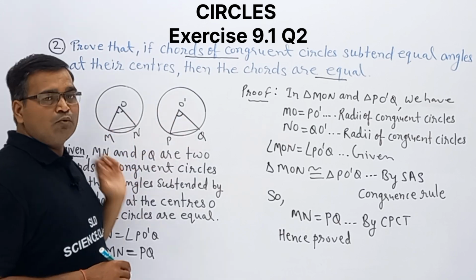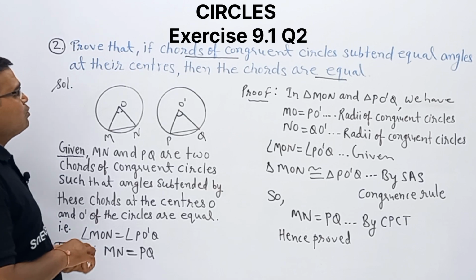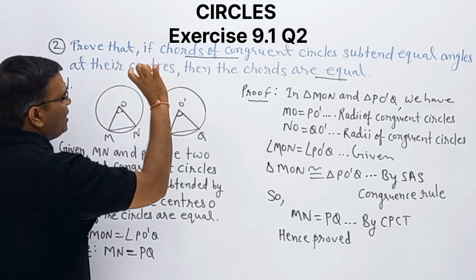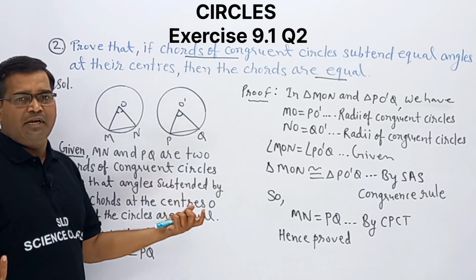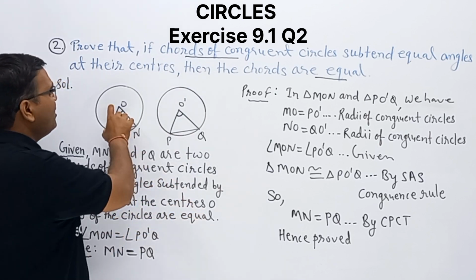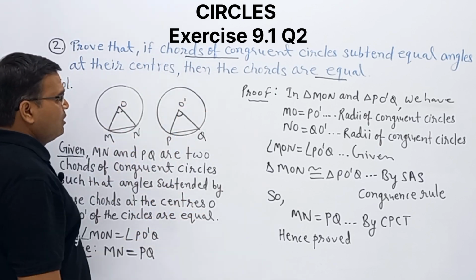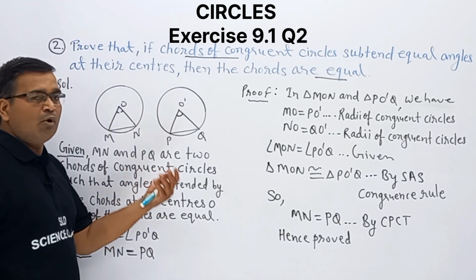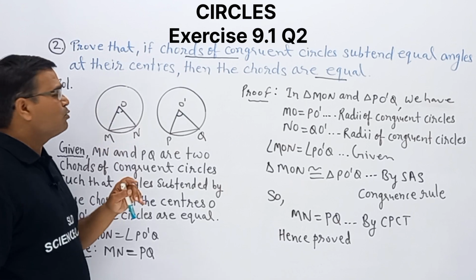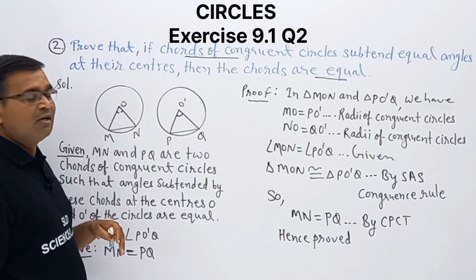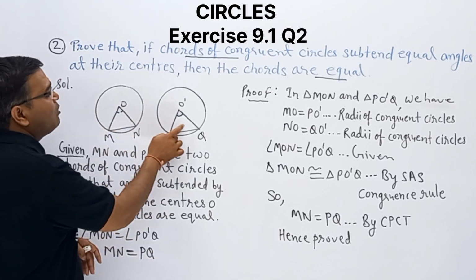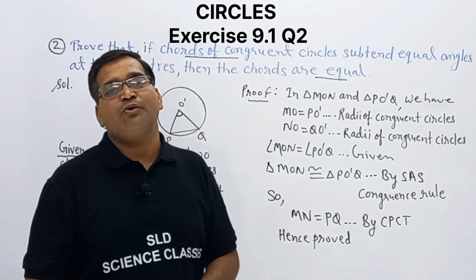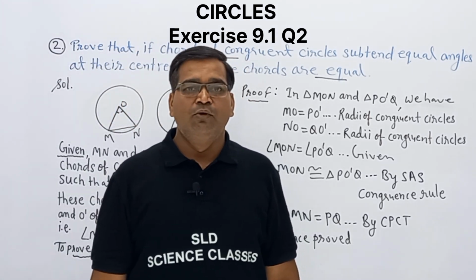So we take these two triangles and want to prove congruence. MO, NO, PO' and QO' are radii of the congruent circles. So MO equals PO', NO equals QO', and this angle is given. So we observed three things. From the side angle side congruence rule we can say these two triangles are congruent. So by CPCT we can say MN equals PQ, and this is what we wanted to prove. I hope you understand this question. That's all about this question. Thank you so much.